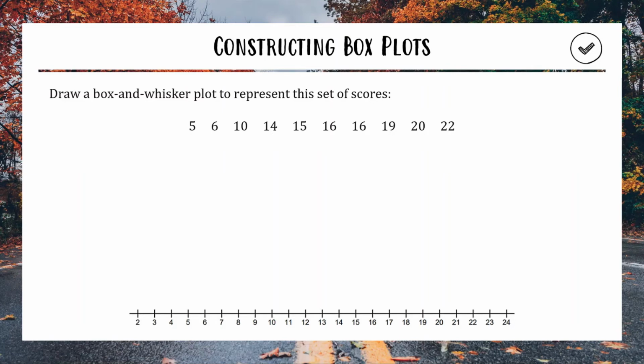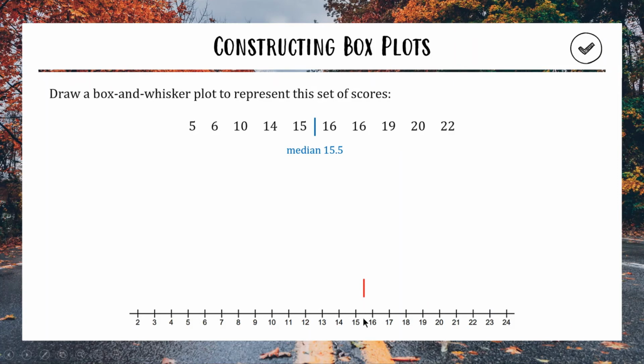So first thing we need to do here is find our 5-number summary, which means we need our median and we need our quartiles. So we're going to start off with our median. Because we have 10 data points, our median is going to be between 5 and 6. So halfway between 15 and 16 is 15.5. There's our median. So on our number line that's waiting for our box and whisker plot, I'm going to draw a line above 15.5 right here.